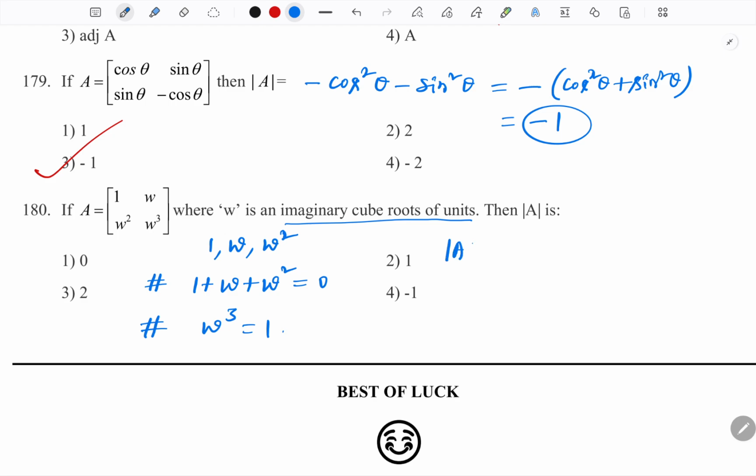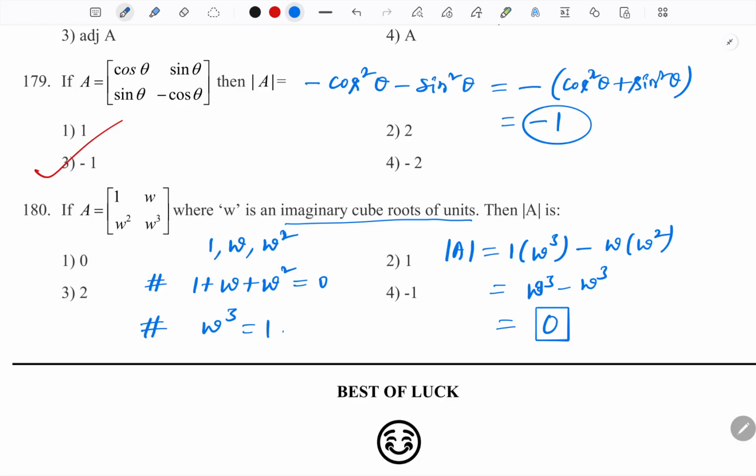Determinant of A equals the product of this one: omega cube minus omega into omega square, omega cube, right? 1 into omega cube minus omega into omega square. Omega into omega square, if any two bases are the same, the powers should be added, so we get omega cube again. Then omega cube minus omega cube is 0. So 0 is my answer.